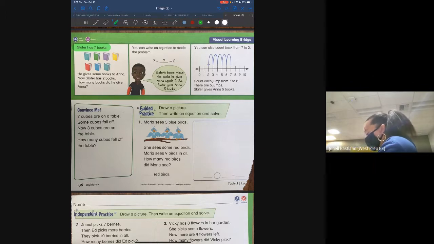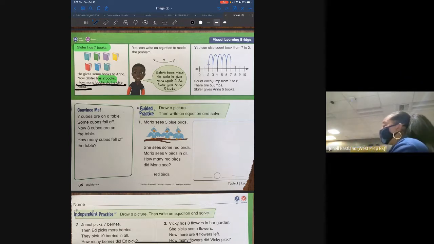What else do we know? He has 2 books. We also know that he has 2 books left, right? What do we need to figure out? A picture. So we need to figure out how much did he give to Anna? And that is awesome. We need to figure out how much did he give to Anna?